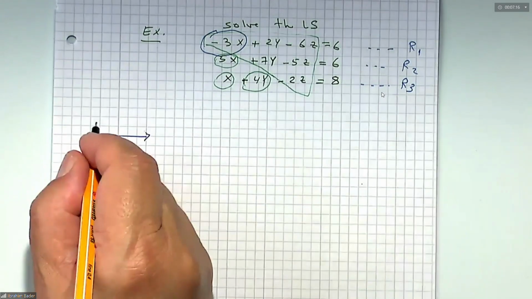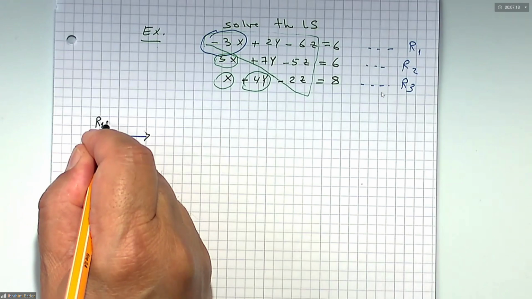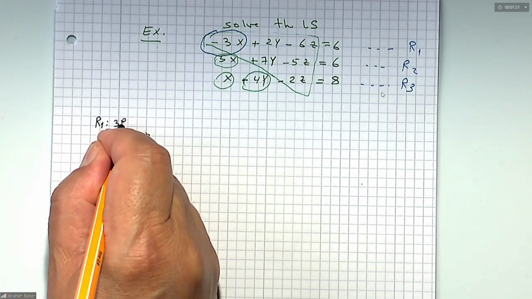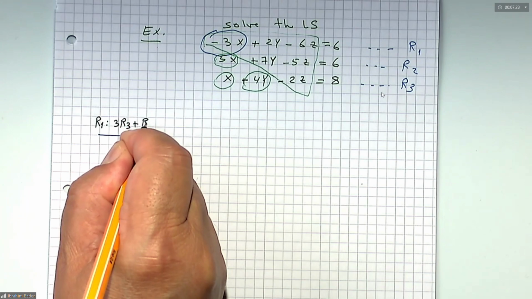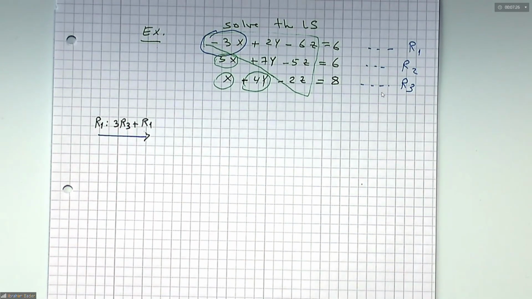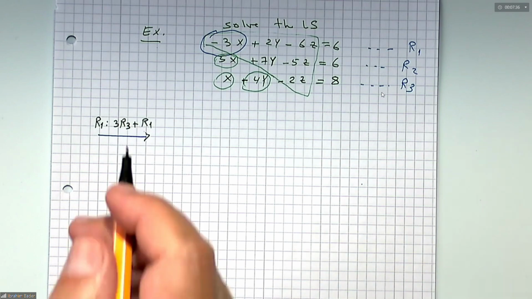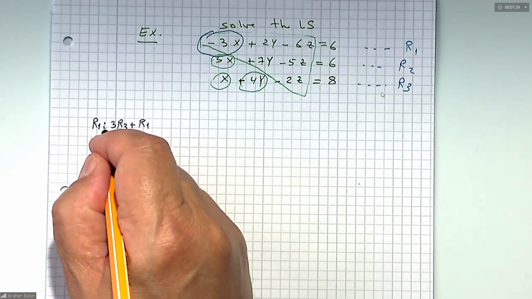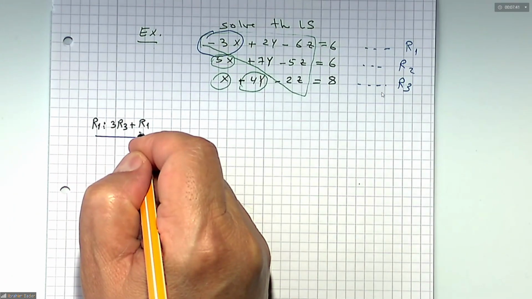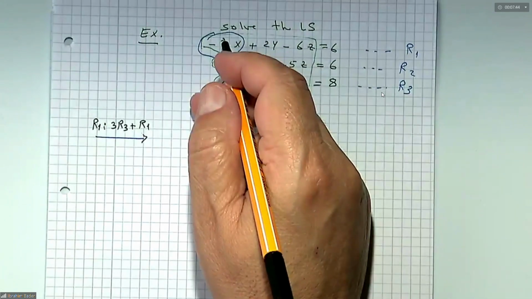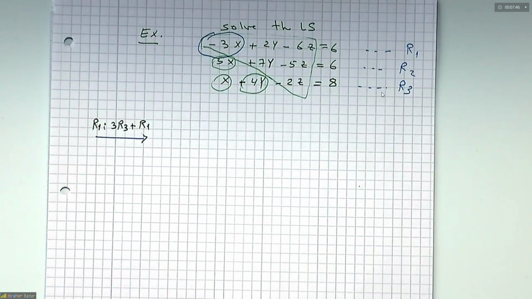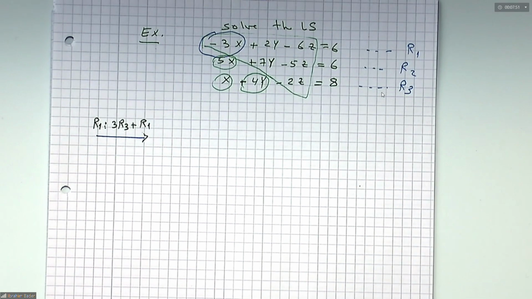Okay, so here I'm going to replace R1, row 1, with 3R3 plus R1. I hope this notation makes sense to everyone. Are you fine with this notation? Okay, this step, I'm going to replace the first row with 3 times R3 plus R1, because if I have 3 here, I add it up here, it will just cancel out. Okay, what do I get here?